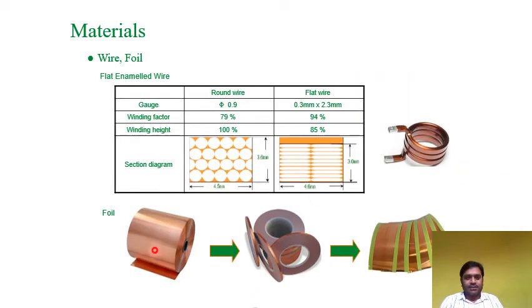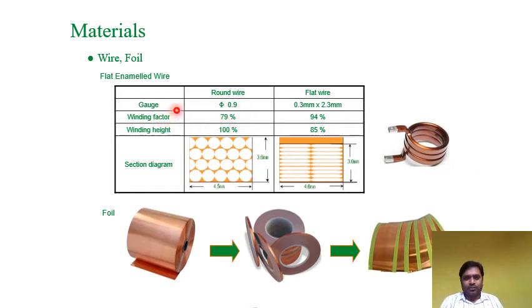Next is the magnetic materials, winding materials, the wire and the foil. So foil are also available in different shapes and sizes. And here are some details which we try to show on how the gauge is specified: this is the diameter for round wire, 0.9, and for flat wire it will be length, width and thickness.